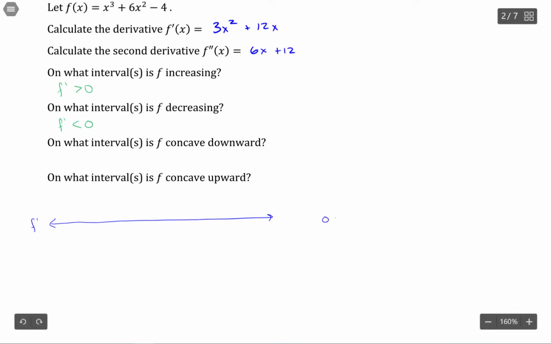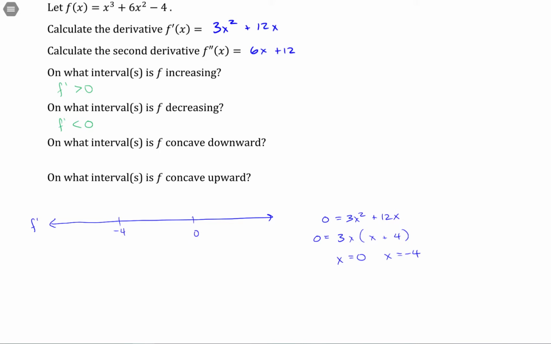So I will set the derivative equal to 0 and solve that. So first off, I notice there's a common factor of 3. So I could take that out. Actually, since there's only 2 terms, I could do better than that. I can take out a common factor of 3x, which would leave me just x plus 4. So that gives me a 0 of 0 itself and negative 4. So here's negative 4, and here is 0.